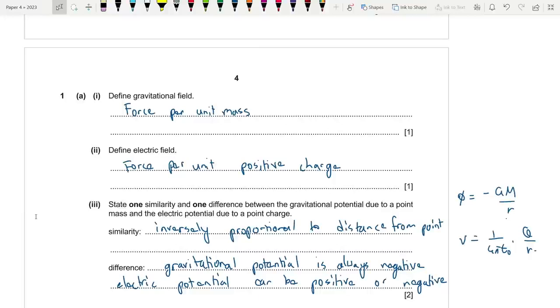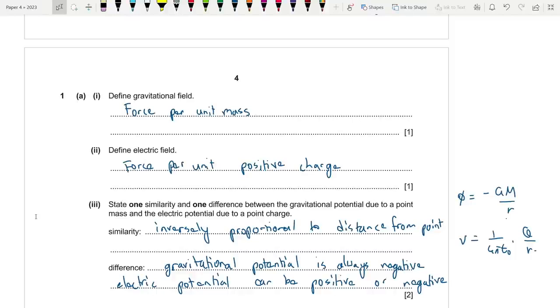Beforehand, it was region of space where charge experiences force, but now electric field has this definition of force per unit positive charge. And you might be familiar with electric field strength and gravitational field strength, force per unit mass and force per unit positive charge in the previous question papers, but now those definitions have been removed. In the paper, they will never ask you what is gravitational field strength, what is electric field strength. Rather, they will ask what is gravitational field and what is electric field, and these are the updated answers, okay? So please keep that in mind.